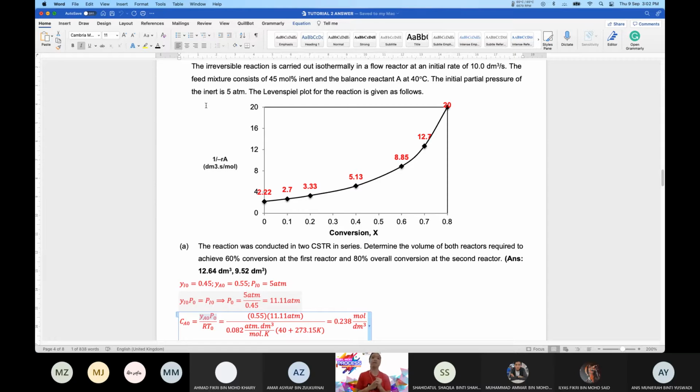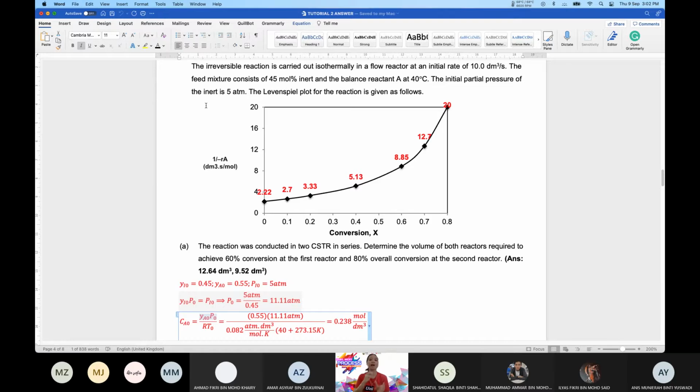So mungkin kamu rasa confused kan? Kalau nak kira tu mesti kena tahu pressure A ataupun total pressure. Tapi dia tak bagi kita dua-dua ni. Dia bagi kita partial pressure inert. Tapi kita tak boleh guna partial pressure inert sebab kita nak kira konsentrasi A, mesti pressure A. So how do we solve this?